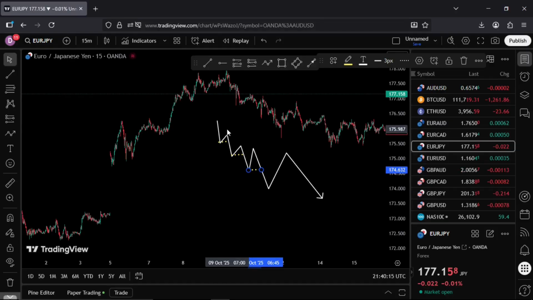So this right here will be our lower high. This right here will be our lower low. This right here will be our lower high. This right here will be our lower low.